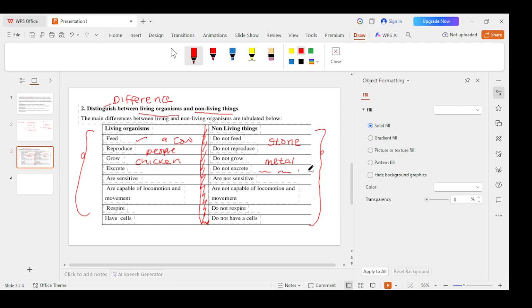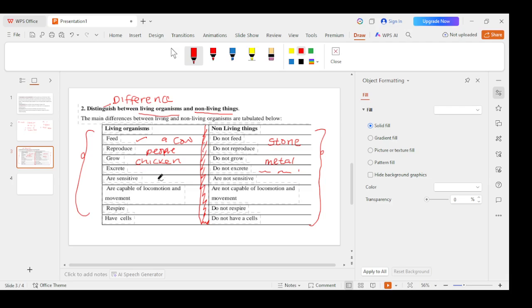Then sensitivity. If you touch a hot pot, you feel heat and you scream. If you step on a sharp object, for example a needle, you scream. It's because you have that ability to detect and respond to stimuli. But you will never find a stone screaming like that. That doesn't happen. But for you as a human being, that happens.